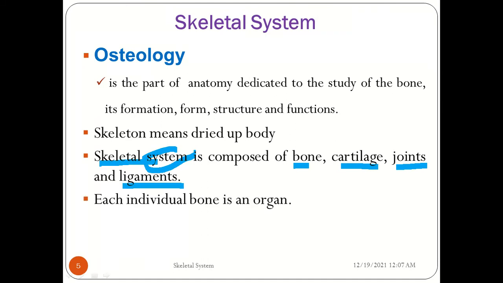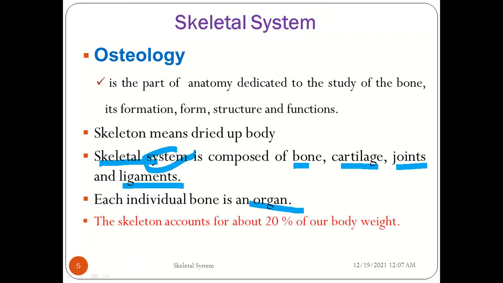So each individual bone is an organ, as I told you. The skeleton accounts for about 20% of our body weight. Our percentages, like blood is 8%, muscle is 40%. So skeletal system accounts for about 20% of our body weight.